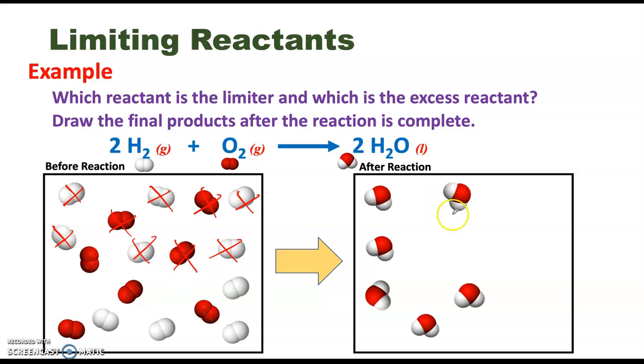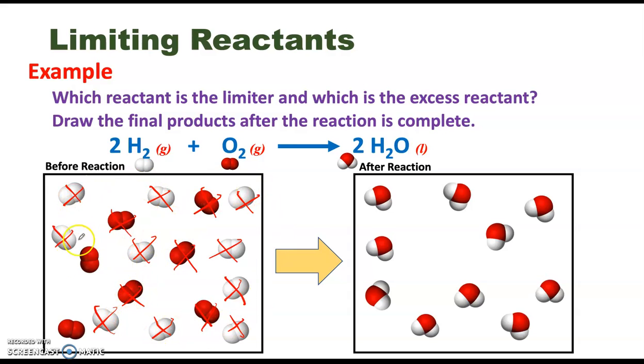That makes 2 more waters. 2 hydrogens for every oxygen, because it's a 2-to-1 ratio. That makes 2 more waters. Let's keep going. 2 hydrogens for every 1 oxygen. That's 2 more waters. Now at this point I have used up every hydrogen.